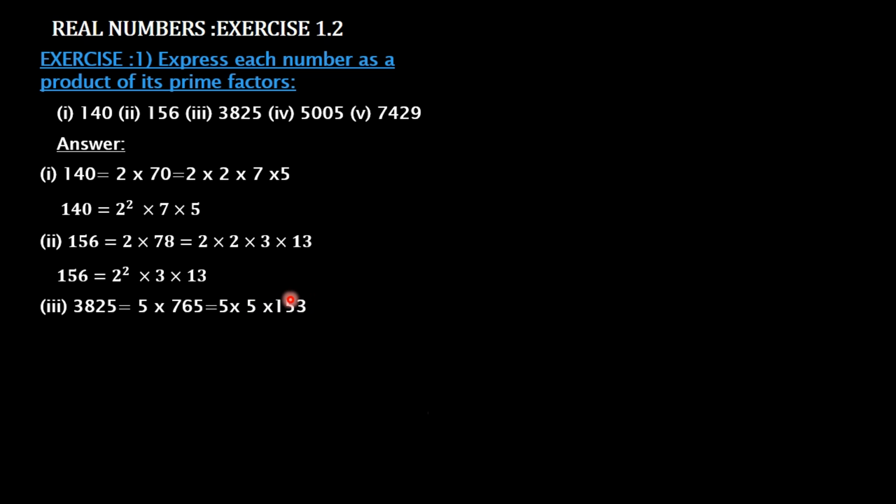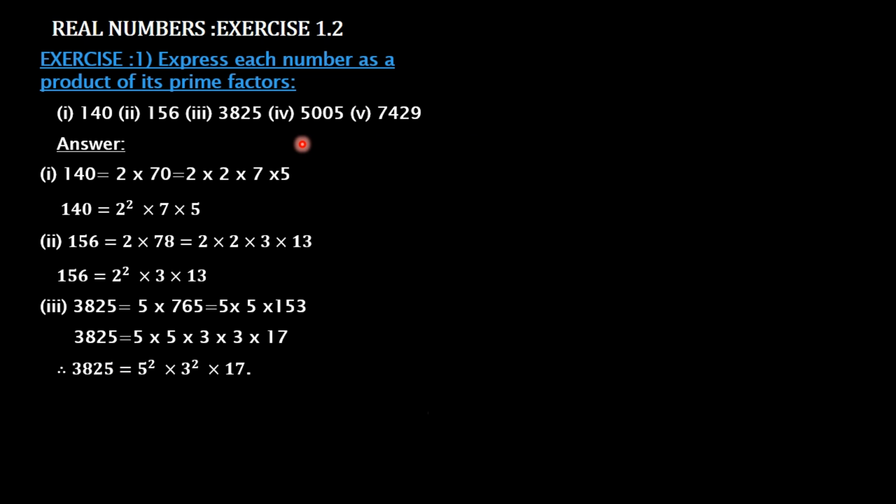Then 153. On considering 153, it is not divisible by 2, since the ending digit is not even. Then what about 3? Yes, it is divisible by 3, since 1 plus 5, 6, 6 plus 3, 9. So it is a multiple of 3, so it is divisible by 3. On dividing by 3, we will get 51 here. 51 is again divisible by 3, that is 51 by 3 is 17. It is 5 into 5 into 3 into 3 into 17. Okay, 5 square into 3 square into 17. It is its prime factorization.